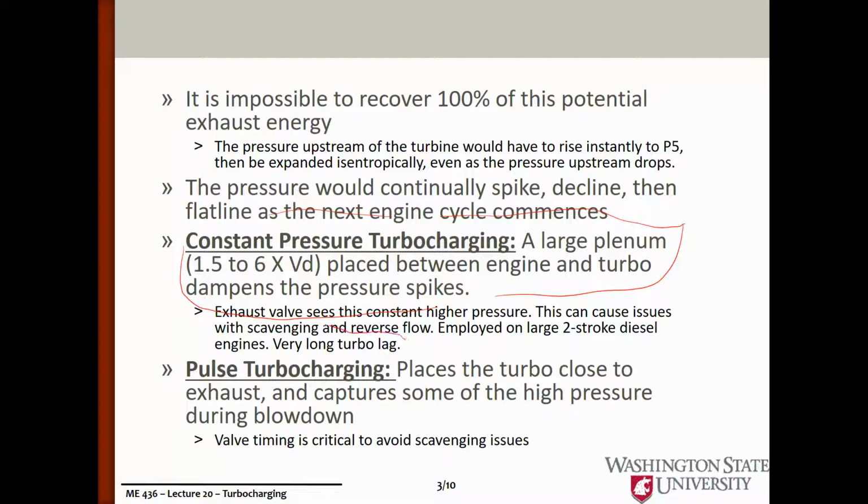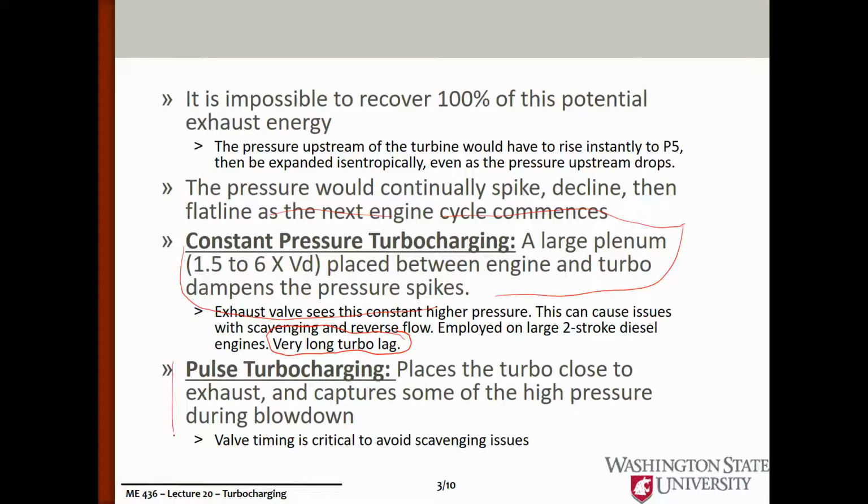The drawback to this for automotive applications is there's an extremely large turbo lag, as well as the fact that this volume takes up a space that's equal to 1.5 to 6 times the displacement of the engine. So if you had a 4-liter engine, this could be as much as a 25-liter plenum, and that's half the size of your gas tank. So it'd be a very large volume of a pressure vessel that you need to have there. So these don't make sense in automotive applications.